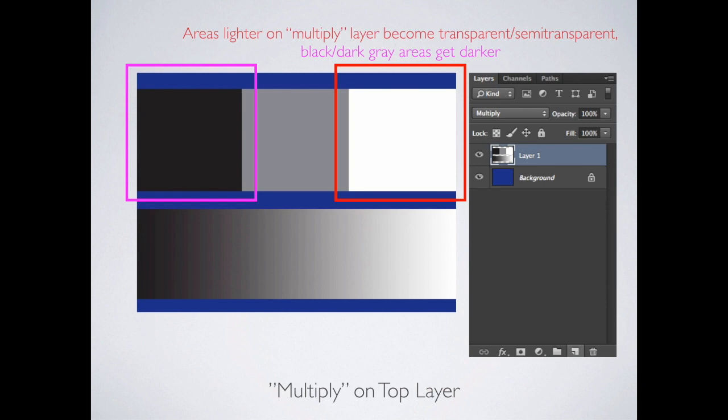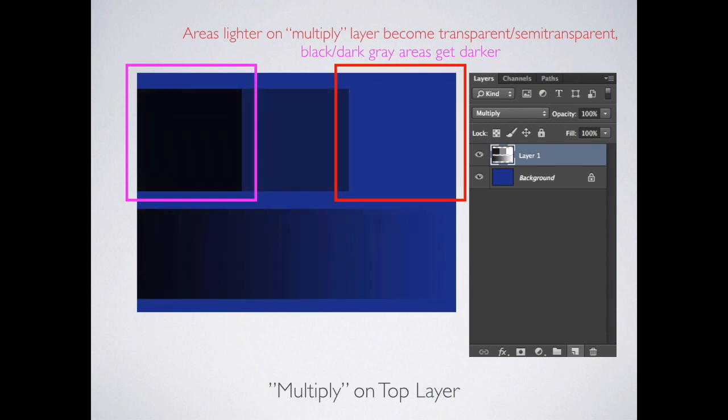So when we apply this blending mode, the white is going to become completely transparent because it's lighter than the background. The dark is going to become even darker. It's going to make the background darker. And the middle is going to slightly darken. Okay, so that's with a multiply. So the general effect of a multiply is it's going to darken the image.